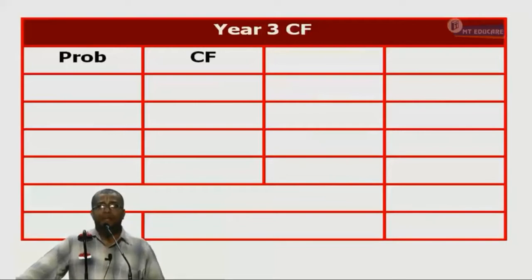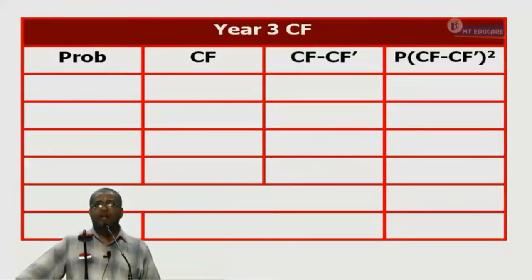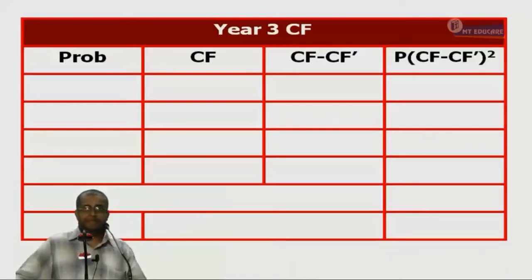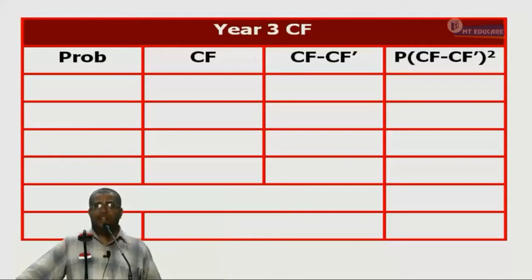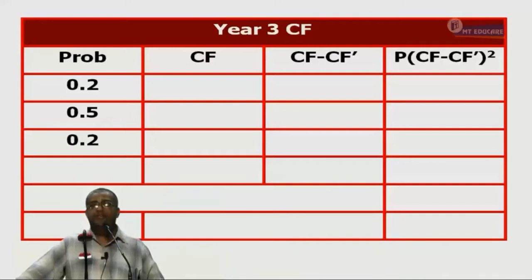The formula columns are probability, cash flow minus cash flow bar, and probability into cash flow minus cash flow bar the whole square. Can I start or not? Now, what are the probabilities of each and every year? 0.2, 0.5, 0.2, and then 0.1.